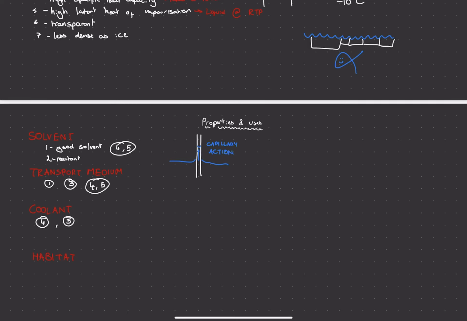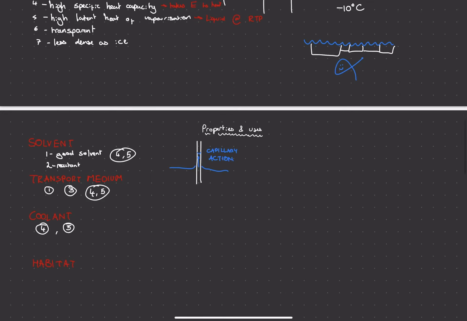So when I'm sweating, as the sweat on the surface of my skin heats up, it's drawing a lot of heat energy away from the rest of my body. So that's really important, and that's due to number 4, the high specific heat capacity. And similarly, as the sweat evaporates, that takes a lot of heat to evaporate the sweat, and that's number 5, the high latent heat of vaporization.